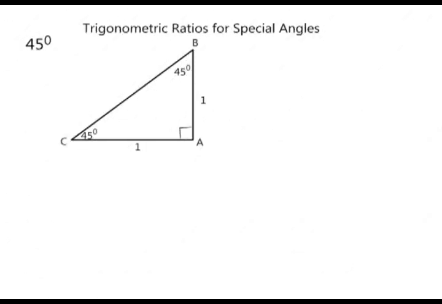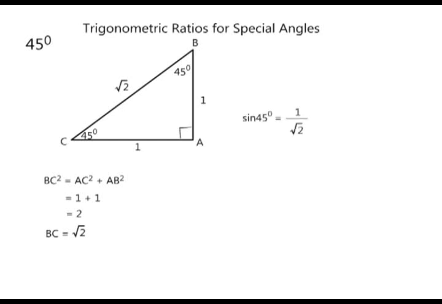The ratio for 45 degrees. Now consider a right-angled triangle with two sides each of length 1 unit. Using Pythagoras theorem, BC squared is equal to AC squared plus AB squared. That is 1 squared plus 1 squared, and it gives us 2. And therefore BC is root 2.